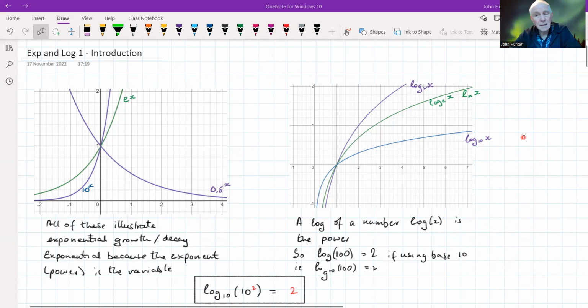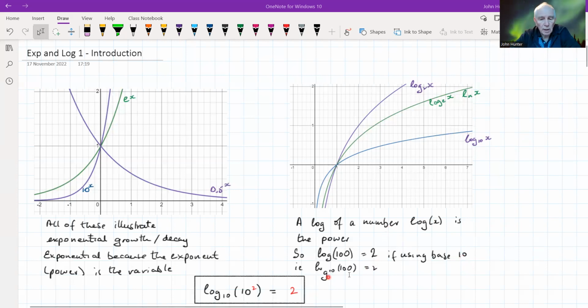Now, a log basically is the power of a number. So if we express a number as something to the power of something, then it is the power. So for instance, log of 100 is 2. Now that's if we're using base 10. In other words, 10 to the power of 2 equals 100. So when we think of the log of 100, then it's that power, which is 2.